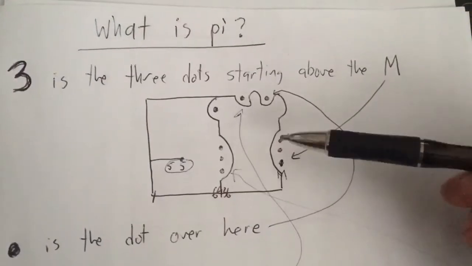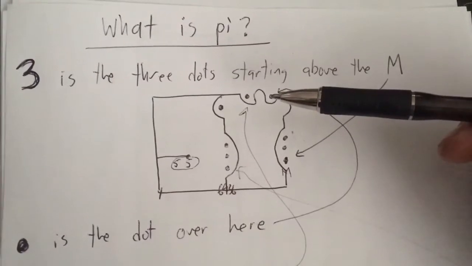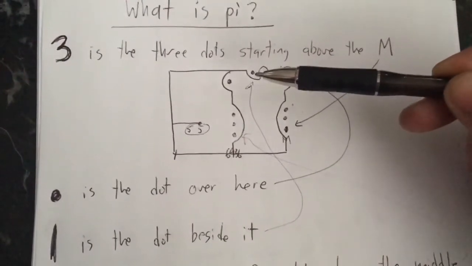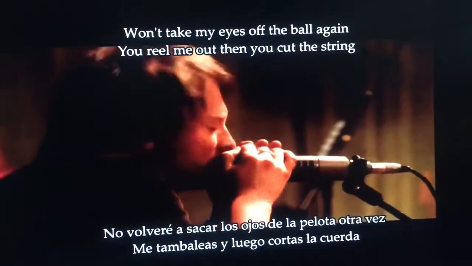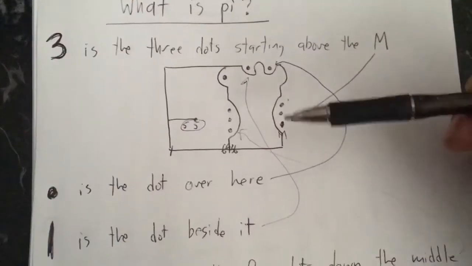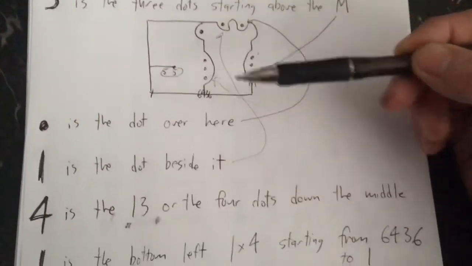Okay, so these 3 and 3. The dot is the dot over here. That's this lonely guy over here. And because we know 0 is a 1, the 1 is the dot beside it. Won't take my eyes off the ball again. You reel me out, then you cut the string. Okay, 3.1.